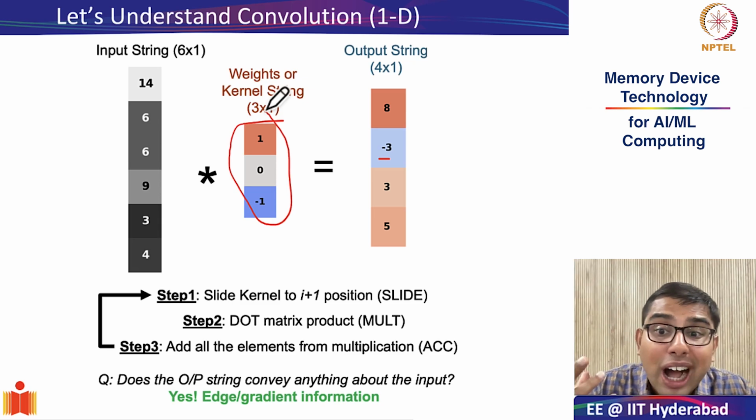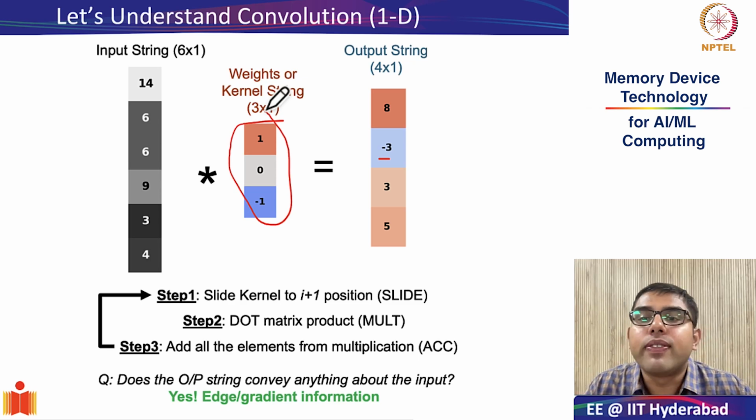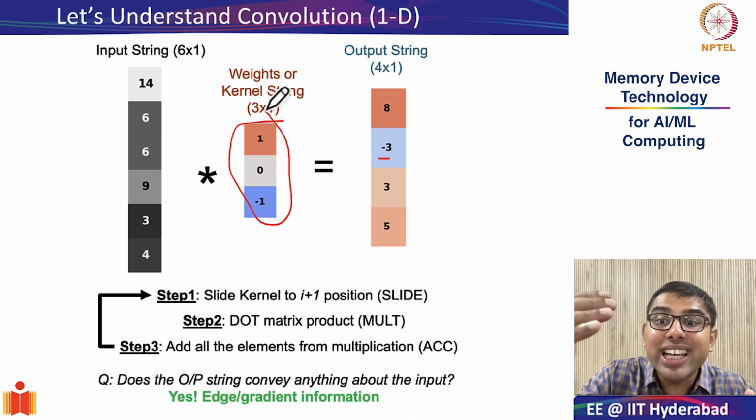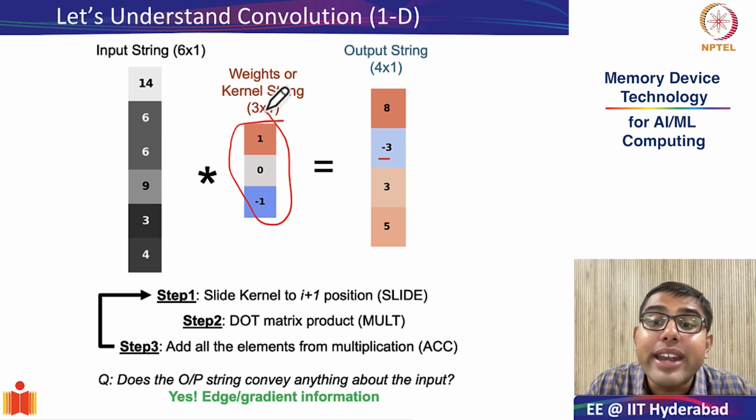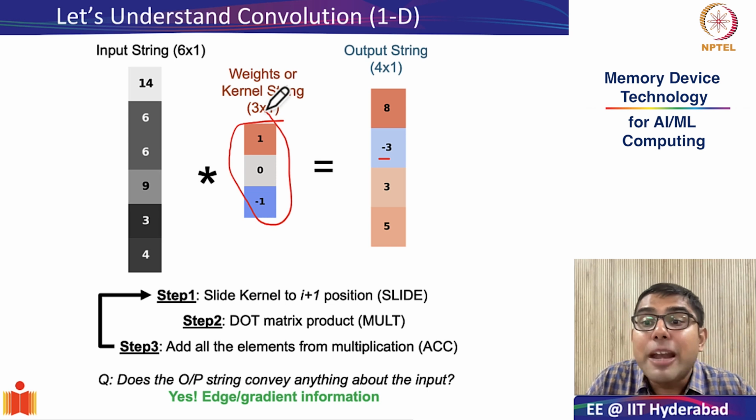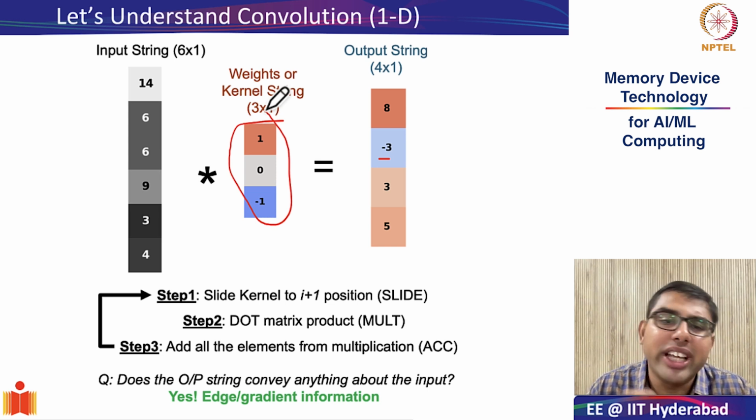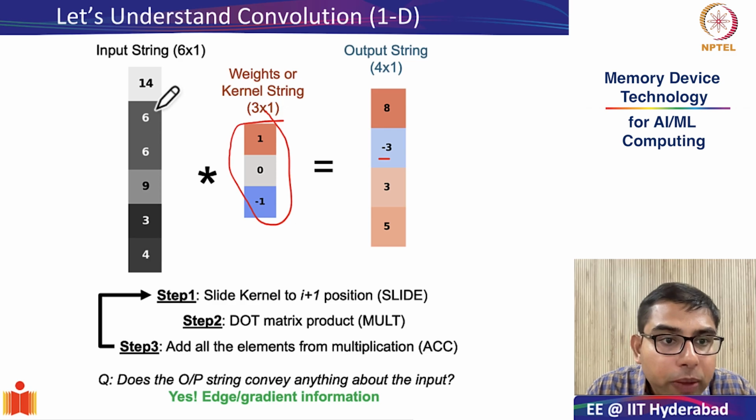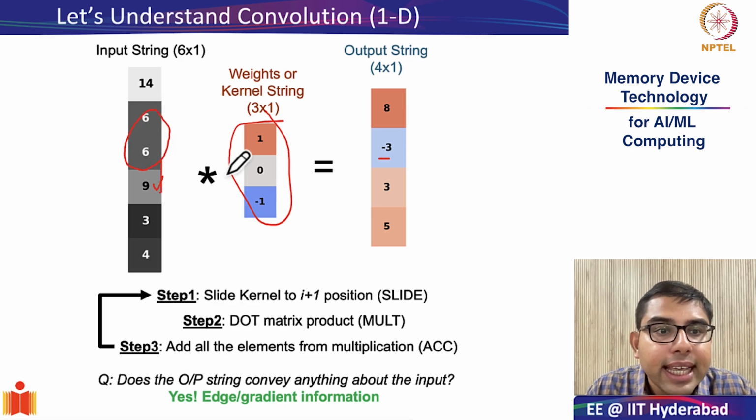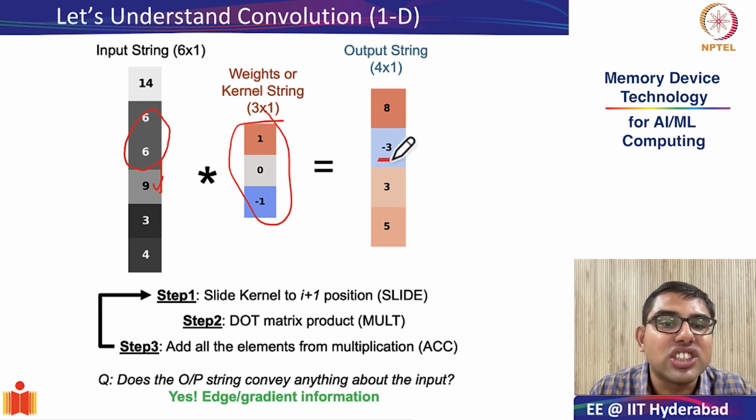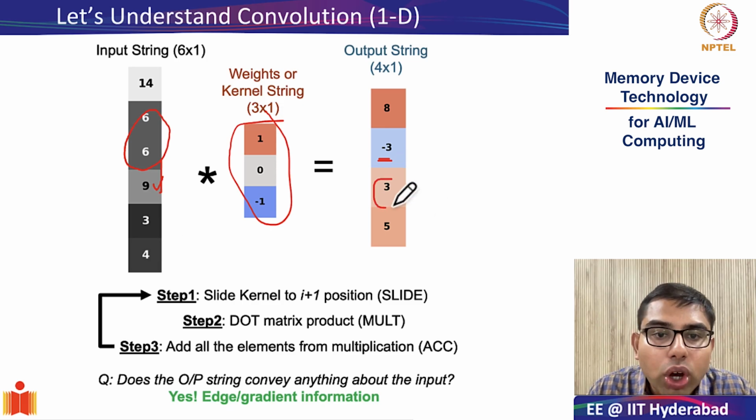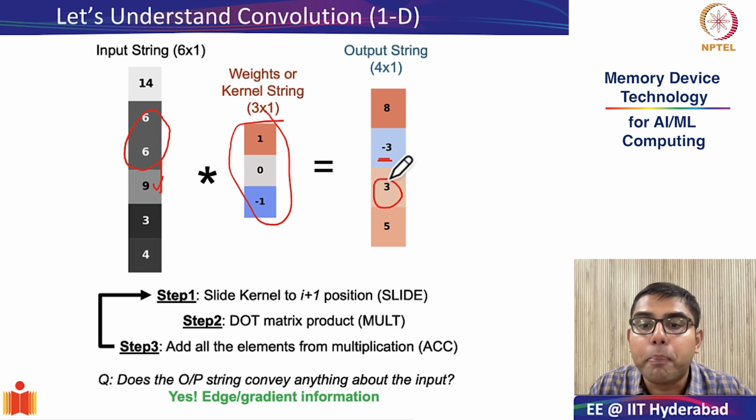So a positive output generally means that the input is increasing in this region, whereas a negative output means the input is reducing in this region. And you can see that very simply. As you go from 6 to 9, you see the value is reducing. Therefore, you get an output of -3. But when you go from 9 back to 3 or 4, you see that your value is becoming positive. It is becoming +3.